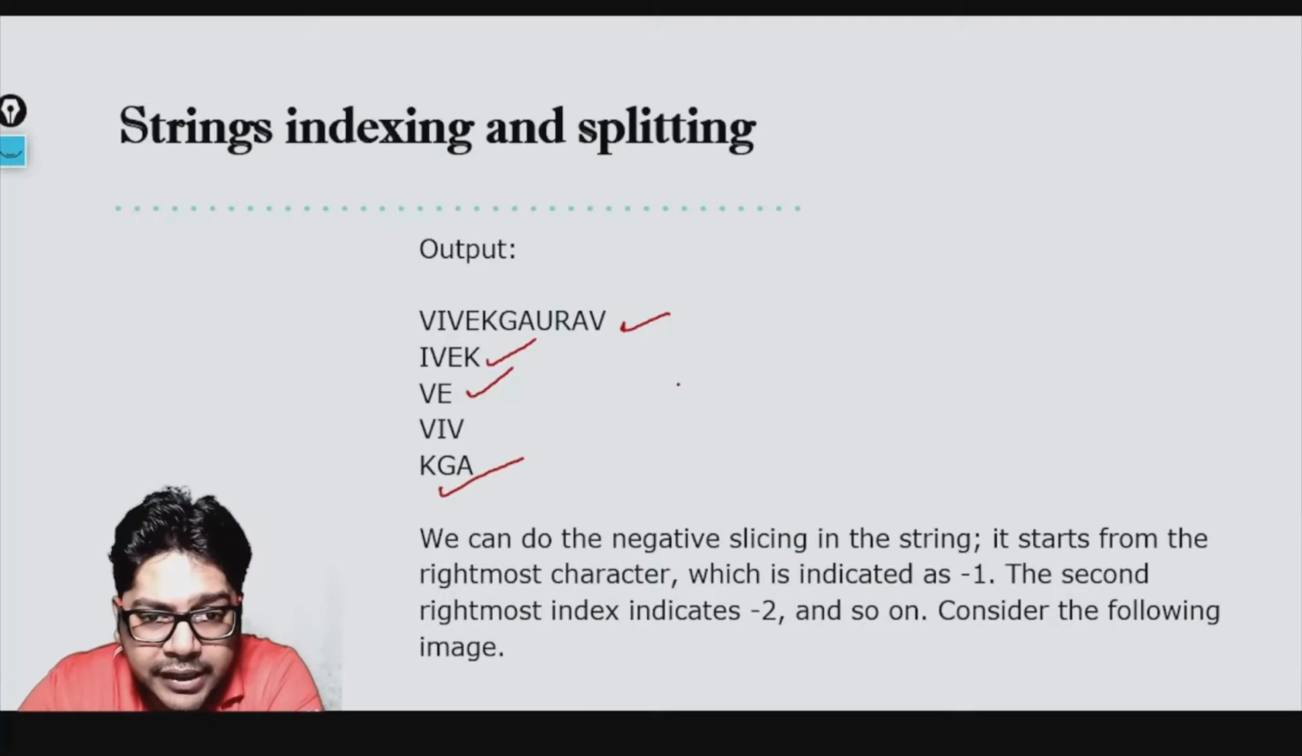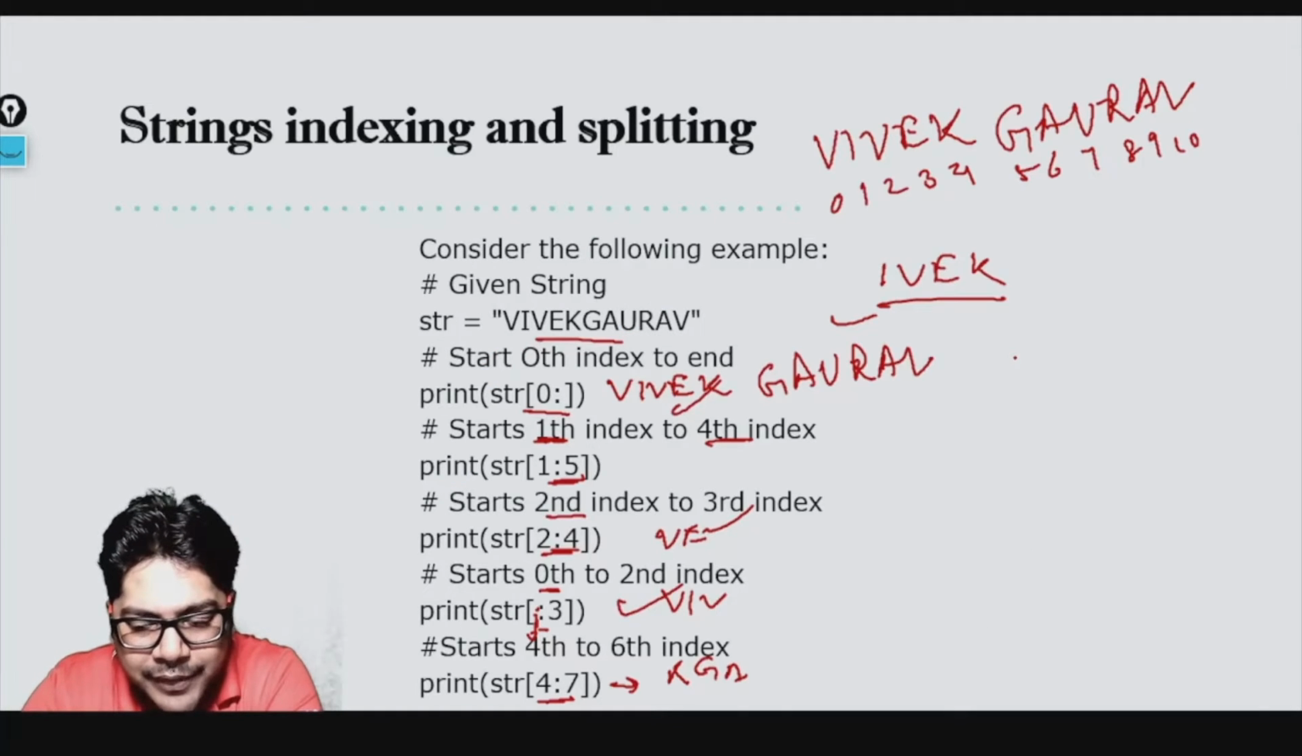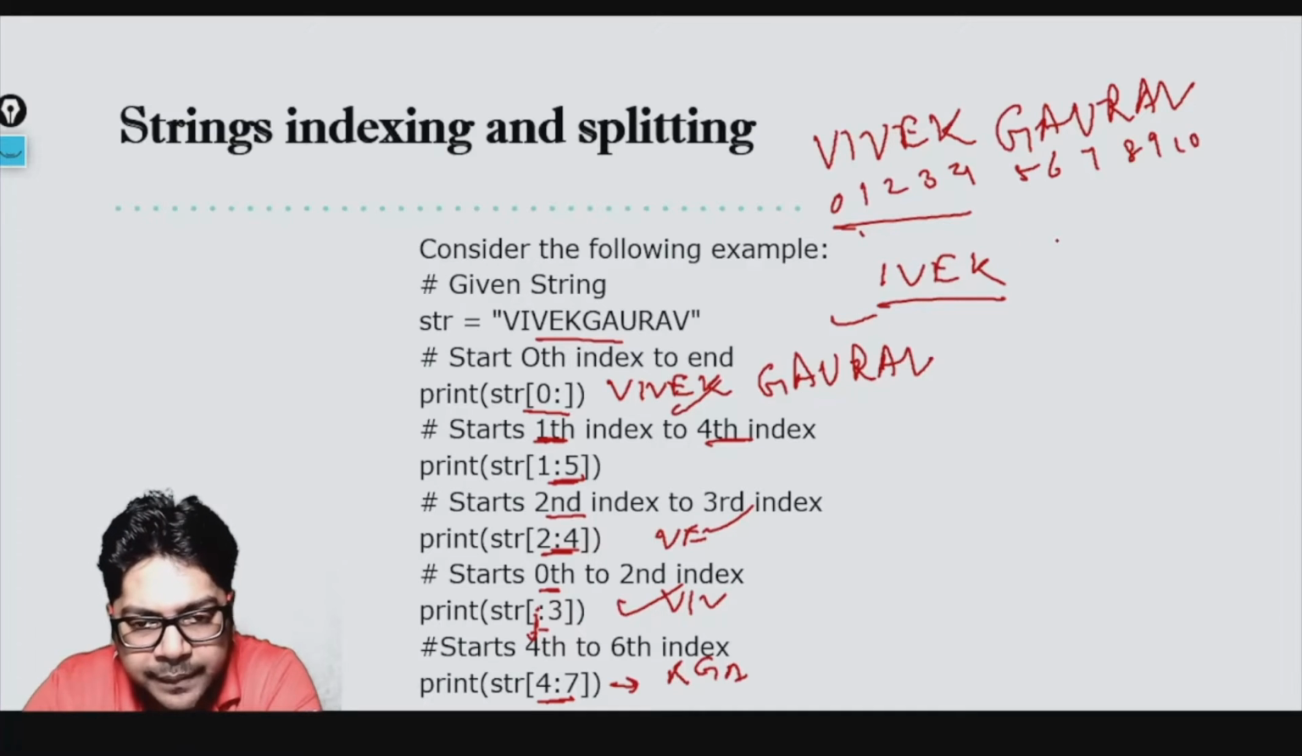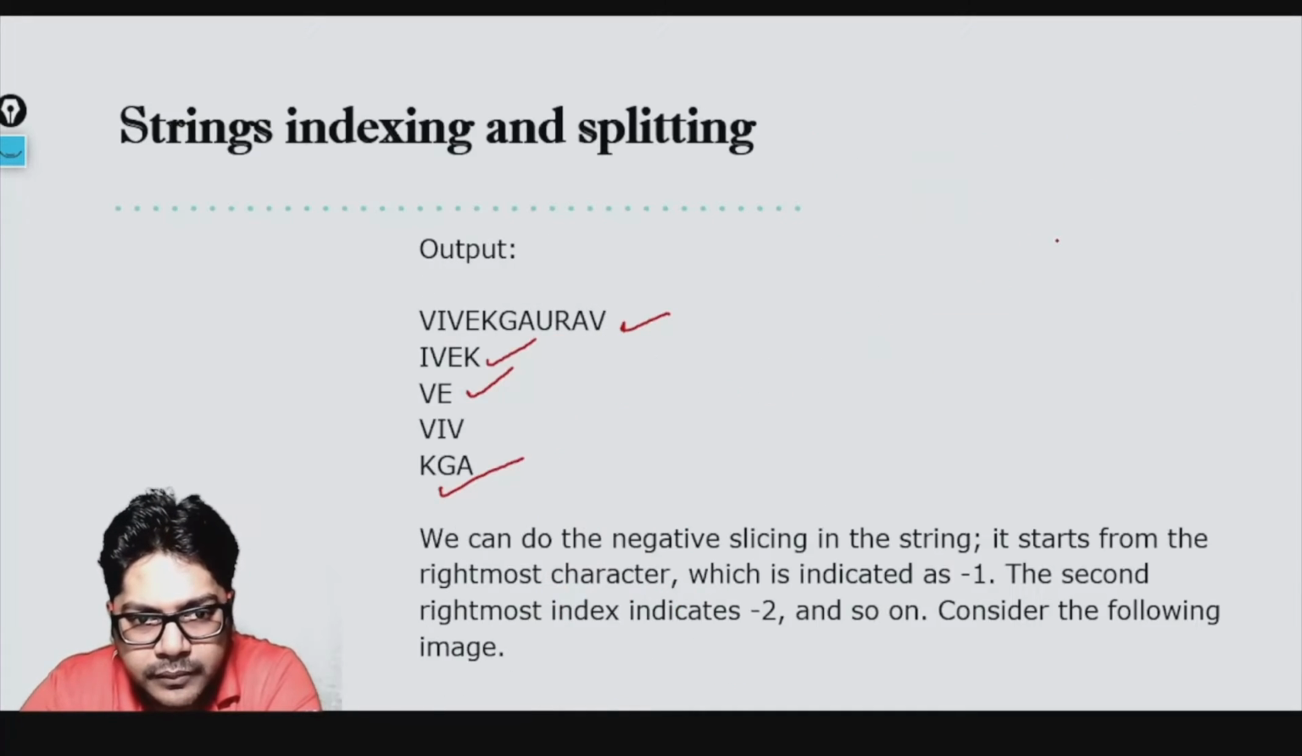Now there is another thing, negative slicing. I'm not running this code in the editor's output window. You try it, because I believe you might have already understood. In case not, try it, match the output by giving the index, and see what you are getting, and then you will have a better idea. So we can do negative slicing in a string also.